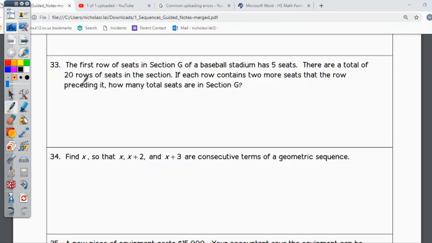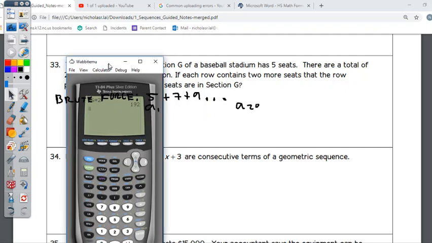So there are 2 ways to solve this. You can do this the brute force method, and the brute force method is just starting with 5, right? Each row has 2 more than the one before it, so 5 plus 7 plus 9, going all the way from a1 through a20. If we only have 20 terms, we can do this in our calculator decently quickly.